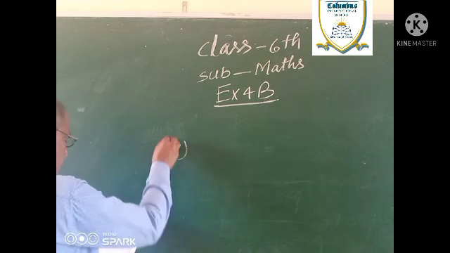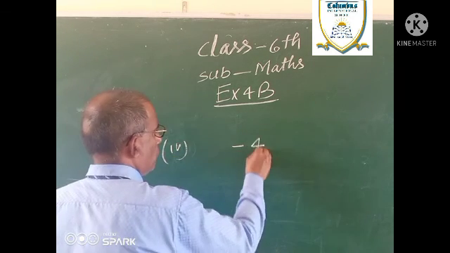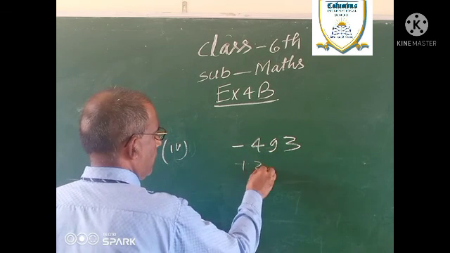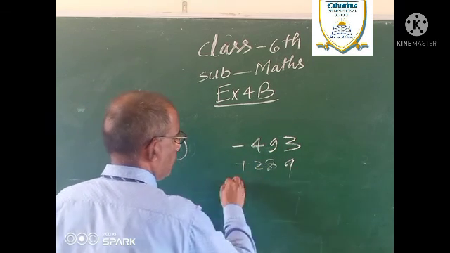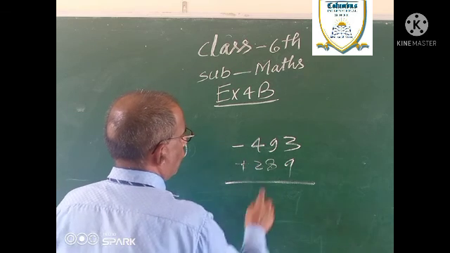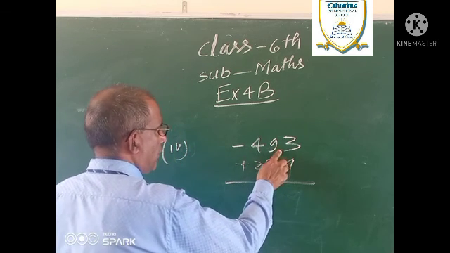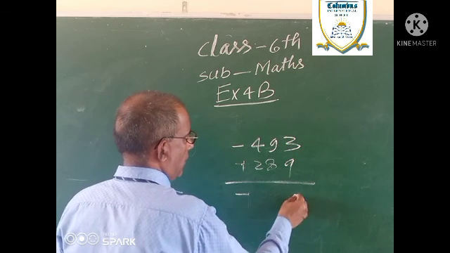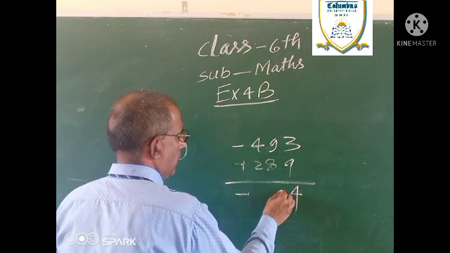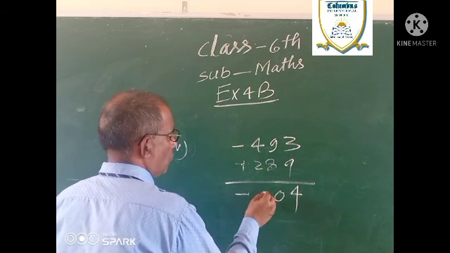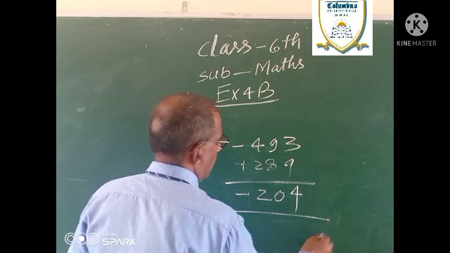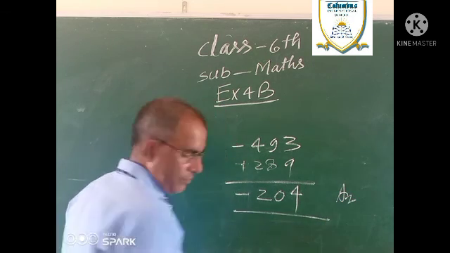Fourth question, minus 493 plus 289. 493 is the greater number, so put the minus sign. 13 minus 9 4, 8 minus 8 0, 4 minus 2 2. Minus 204 is the result of the question. It is the answer of the question.